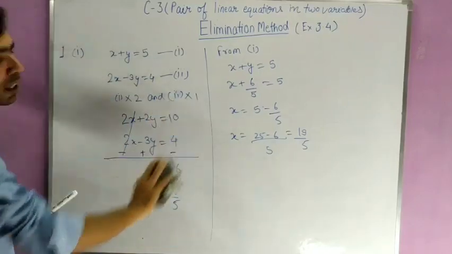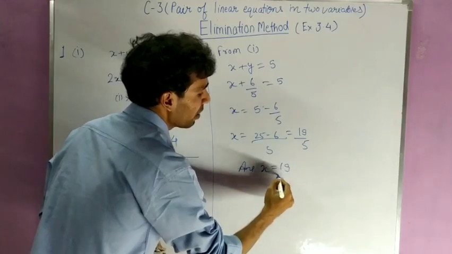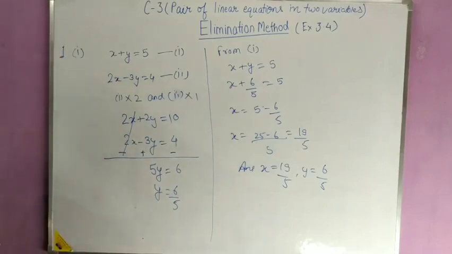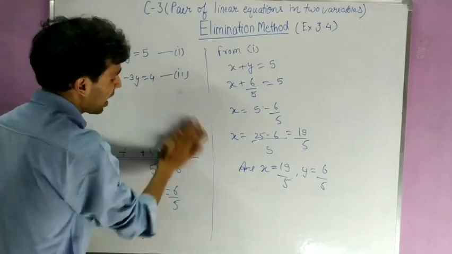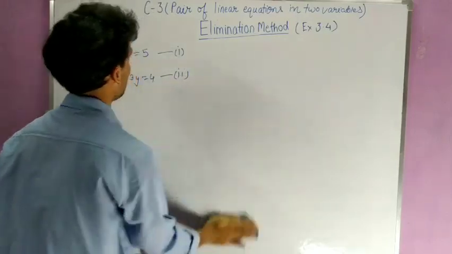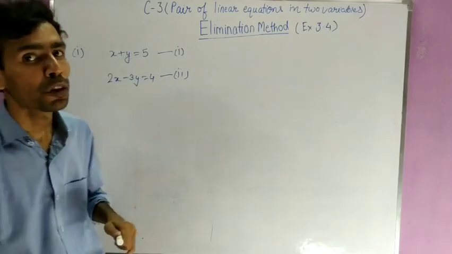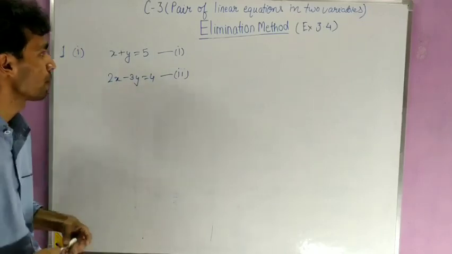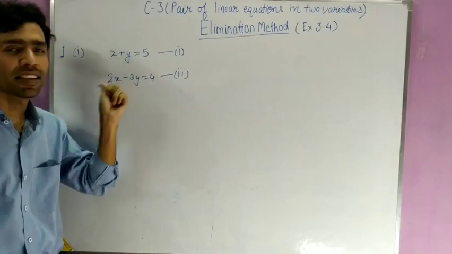I hope you have understood. So the answer will be x equal to 19 by 5 and y equal to 6 by 5. So this is your answer. Now, same question, students, I am solving by eliminating y. If you have to eliminate y from both equations, you have to make their coefficients equal. Now see, here the coefficient of y is 1 and here the coefficient of y is 3.